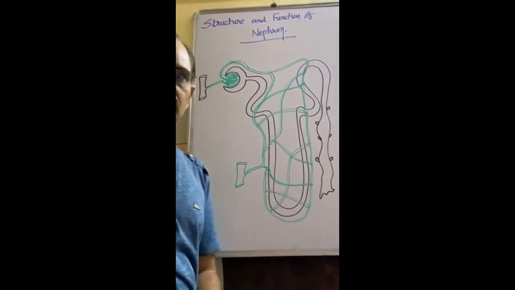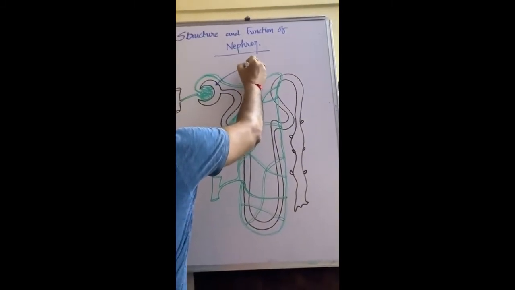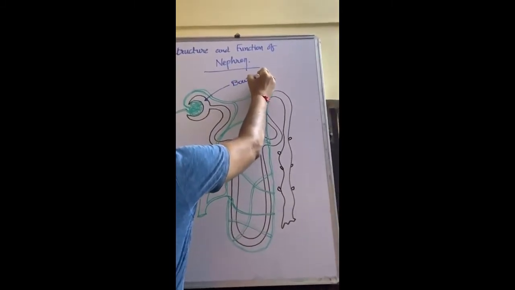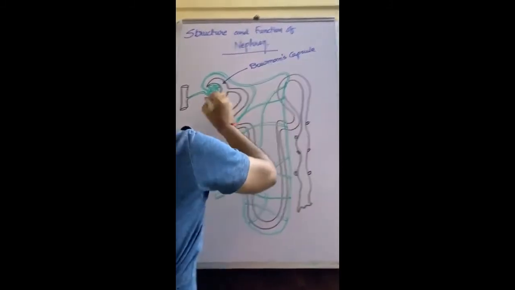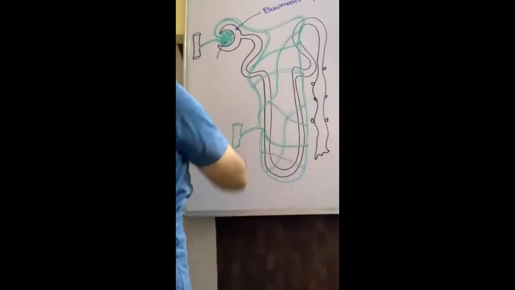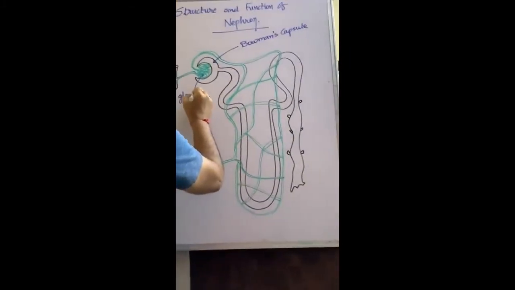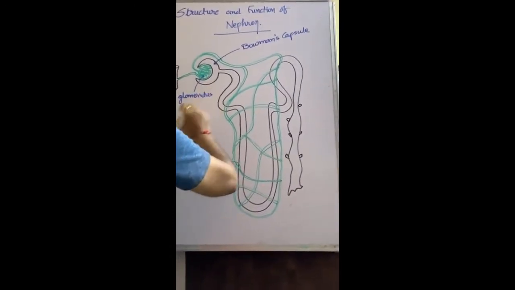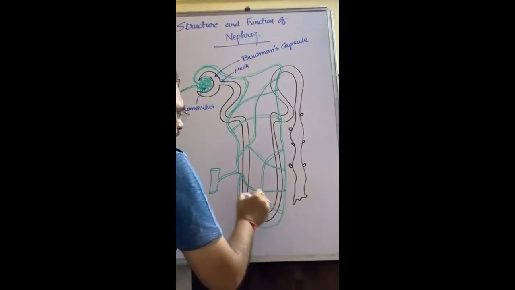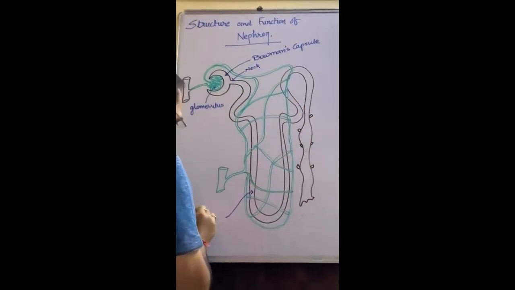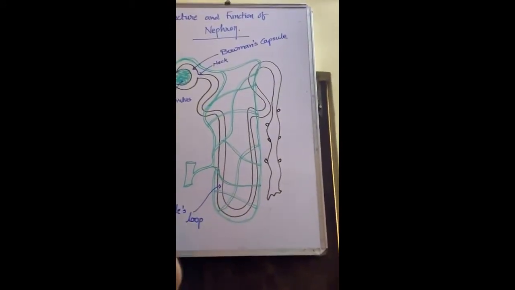See, this is Bowman cap, a cup shape, Bowman's capsule or called cap. Inside it, the cluster of fine vessels is known as glomerulus. This is the neck of the Bowman cap. The U-shaped region is known as Henle's loop. Henle is the name of scientist.